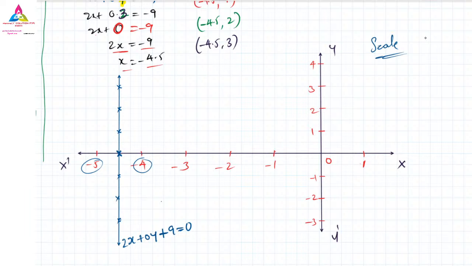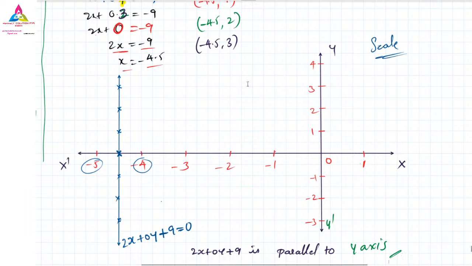And this equation is parallel, no? So everywhere you have to write it. I have not written it, so you can write it in one sentence. 2x plus 0y plus 9 is parallel to which axis? Parallel to y axis. This is a sentence you have to write. Here you have to write 2x plus 0y plus 9 is equal to 0 is parallel to the y axis. Okay, I have not written is equal to 0, so make it is equal to 0.